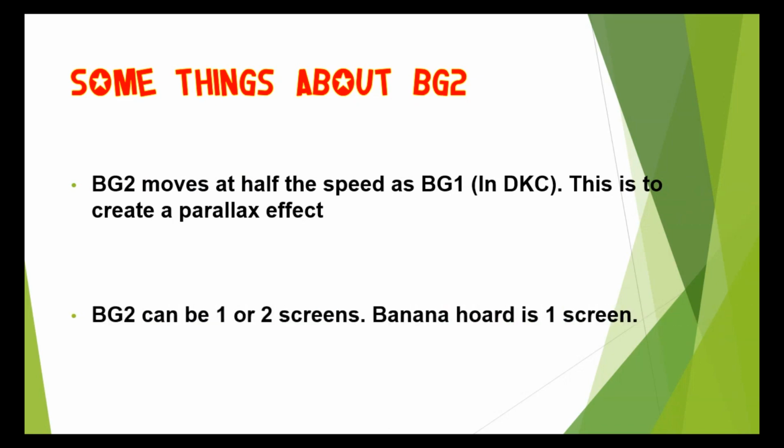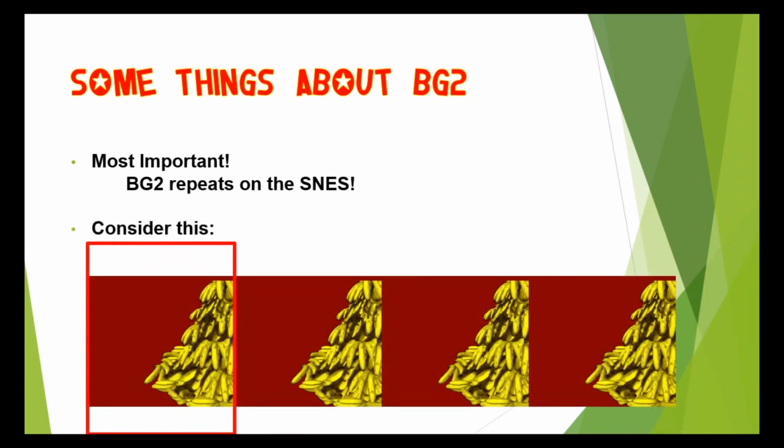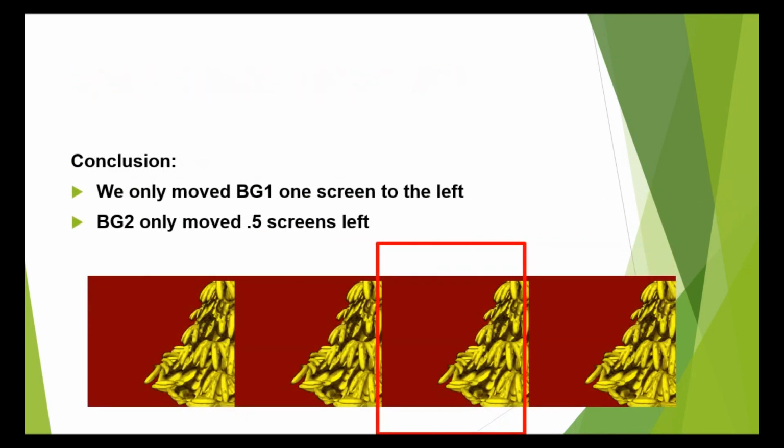BG2 can be one or two screens, but this part is not important for this problem. Banana horde is one screen. Most important, BG2 repeats on the SNES. Consider this. Conclusion: we only moved the BG1 screen to the left. Therefore, BG2 only moved 0.5 screens left.